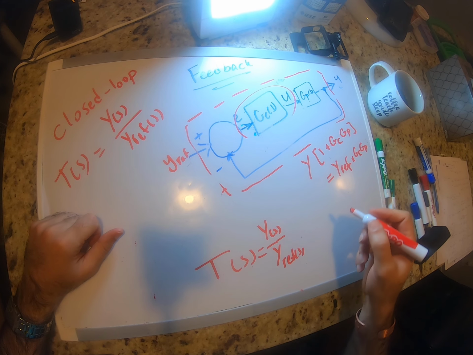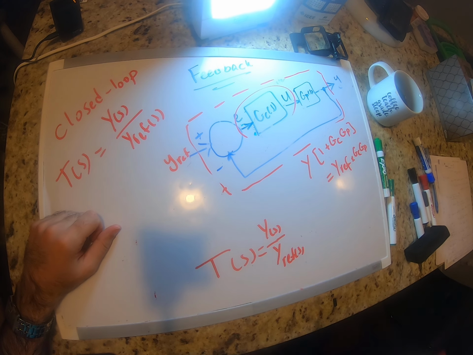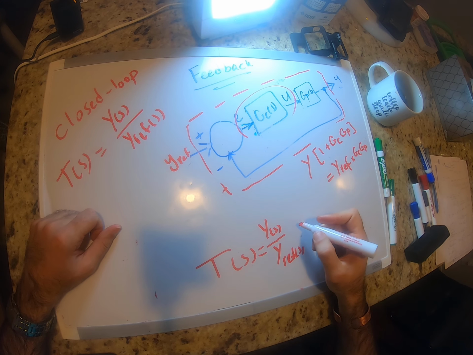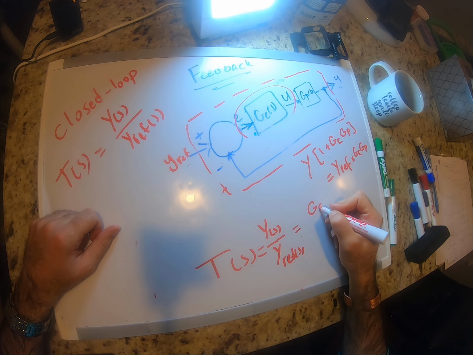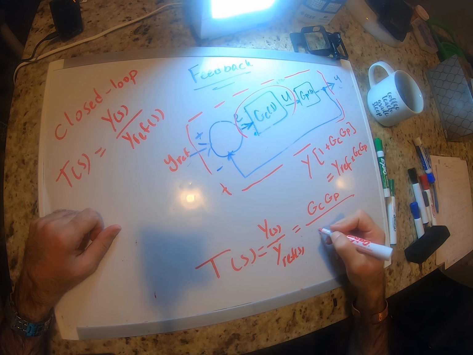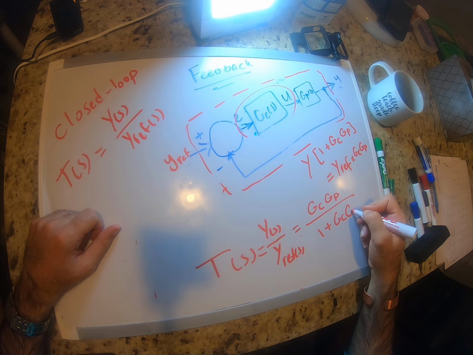So as I was saying, the transfer function of the closed loop is Y(s) divided by Y_ref(s). So it's just going to be Gc times Gp divided by 1 plus Gc Gp.